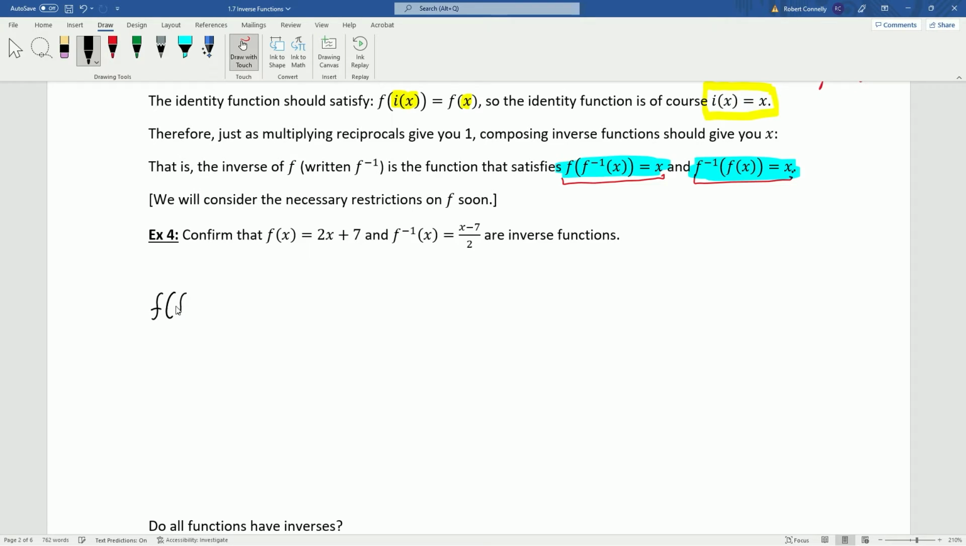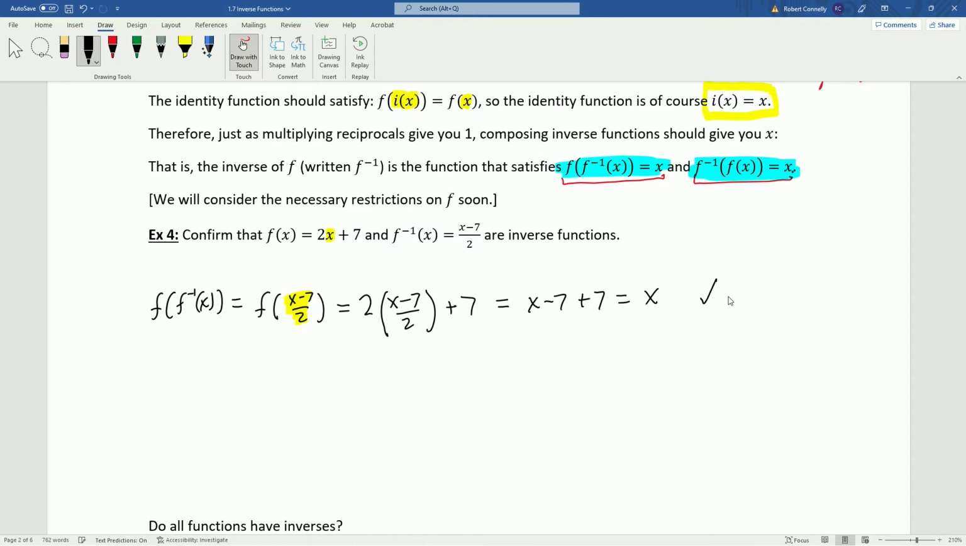So f of f inverse of x means f evaluated at x minus 7 over 2. So just like with composition of functions before, this means for the function f, we're going to replace its input x with this whole expression. So this gives me 2 times x minus 7 over 2 plus 7. The 2 over 2 cancels, and we get left with x minus 7 plus 7, and negative 7 plus 7 cancels, and we're just left with x.